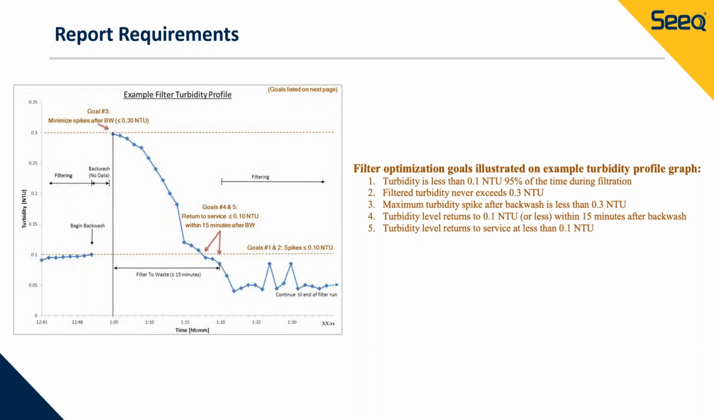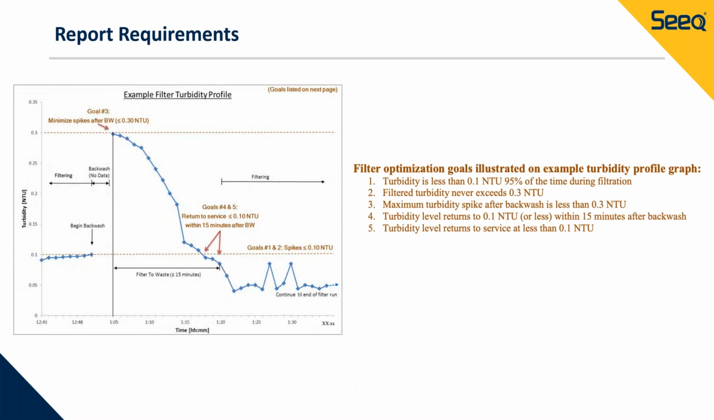So what you're seeing on the screen is a quick look at what that report actually looks like. The figure you see is an example turbidity profile. And we're going to be looking at turbidity a lot today. So essentially turbidity is the measurement of the amount of suspended solids in the water. So it's the cloudiness or the haziness of the water.